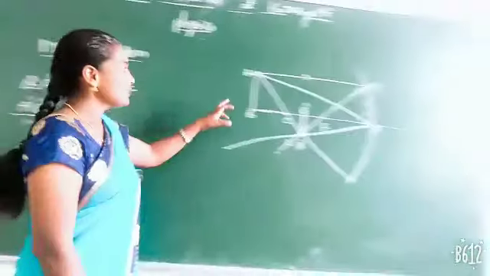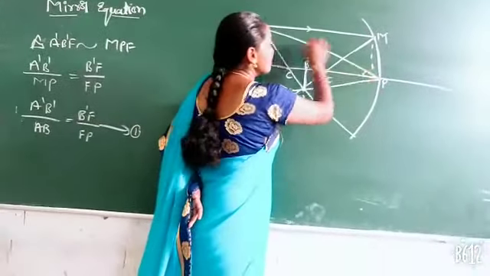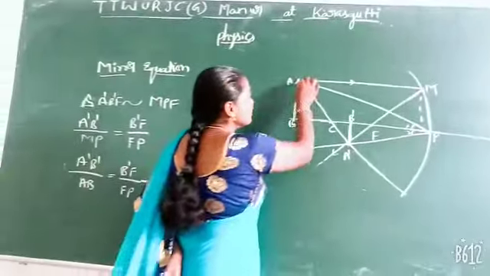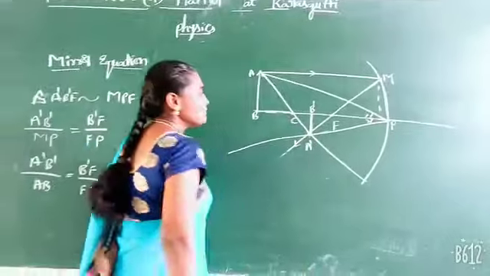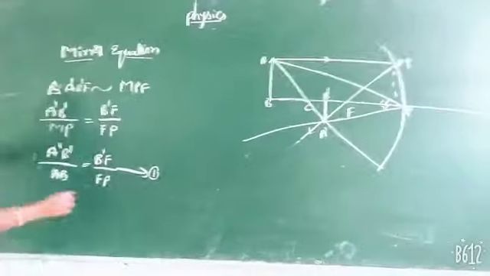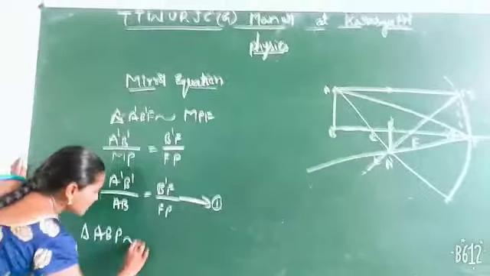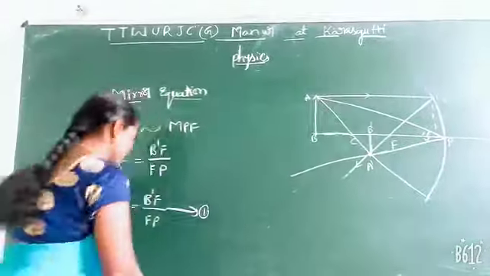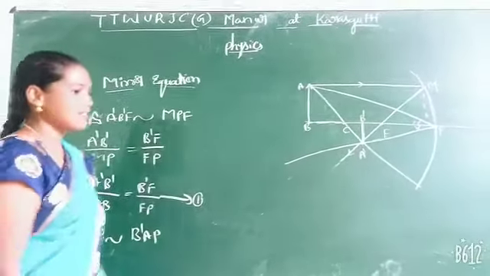Now take another triangle. Here, as per rule 4, the angle of incidence is equal to the angle of reflection. So this triangle and this triangle are also similar. Now we can equate triangle ABP, which is similar to triangle B dash A dash P. These two triangles are similar.